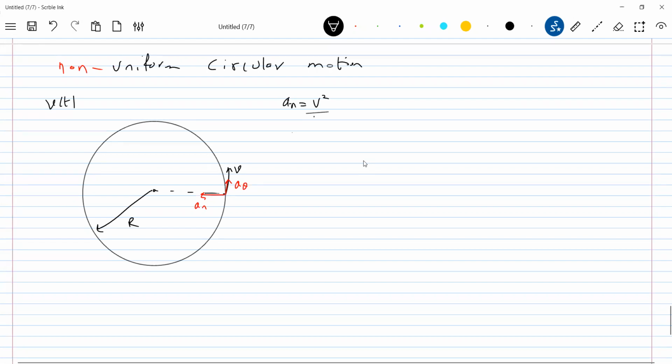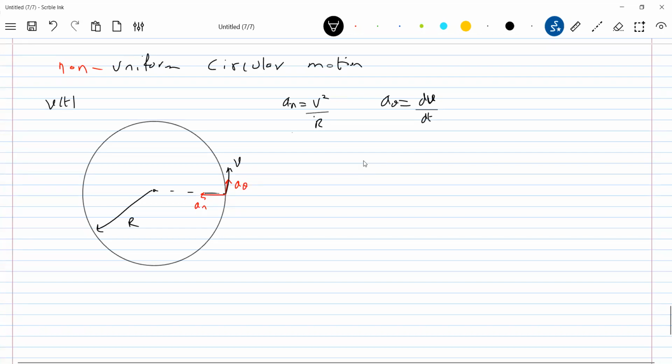If I'm writing v squared by r, and if you are not interested in this symbol a theta, you can remove it. Let me remove this theta. This is the central acceleration. Why? This is due to change in direction of motion. Then again, due to change in speed, a theta equals dv by dt. This is the tangential acceleration.